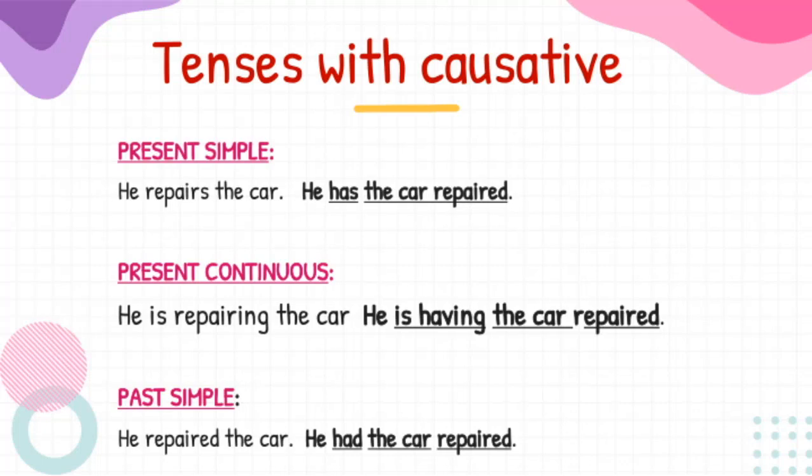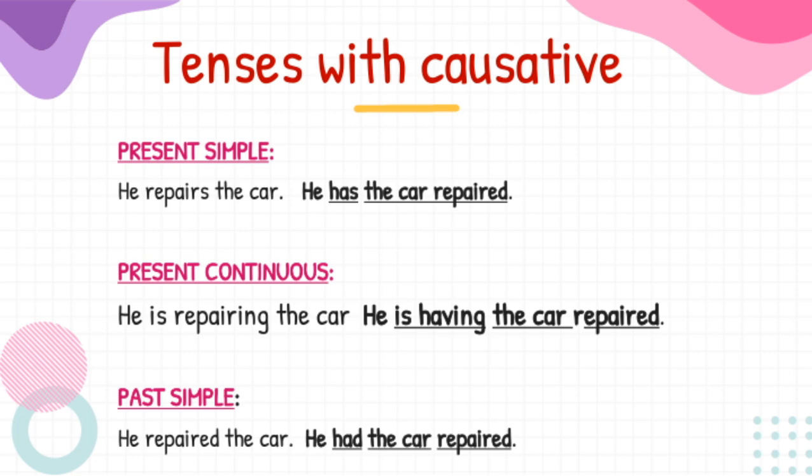Now let's look at how different tenses with causative constructions work. In the present simple tense, if I say, he repairs the car, it can be expressed more naturally as he has the car repaired. This means he arranges for someone else to do the repair. Similarly, in the present continuous tense, he is repairing the car can be rephrased as he is having the car repaired. Again, this emphasizes that he's coordinating or causing the repair to happen, not doing it himself.